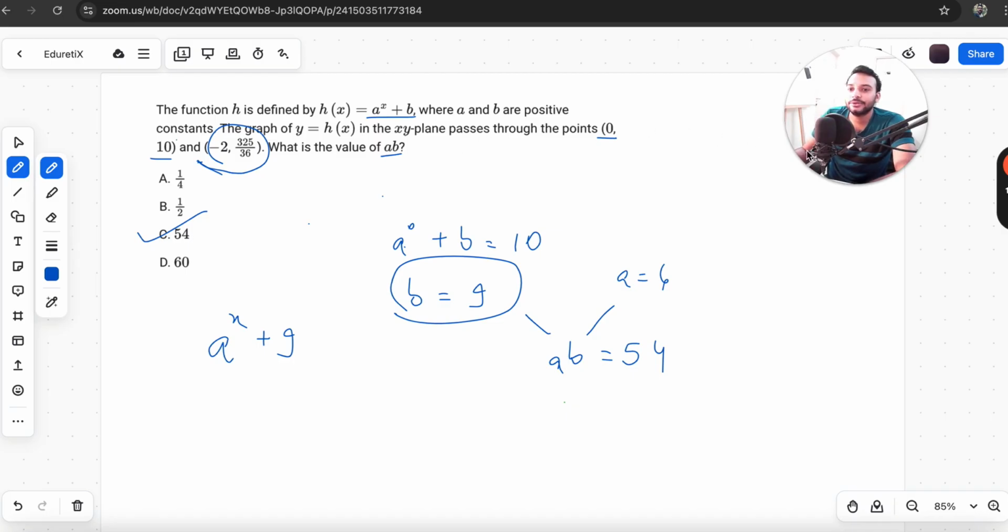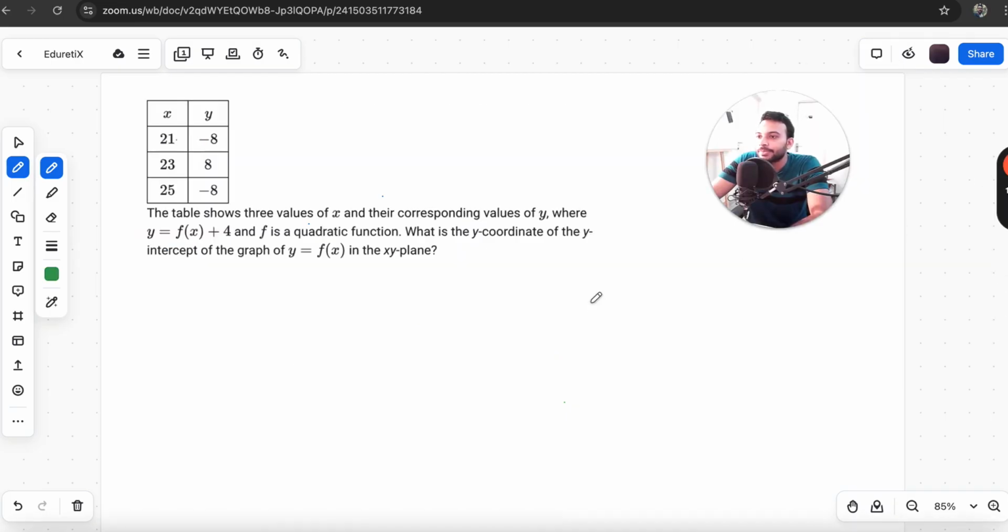Okay, let's go ahead to the next one. Next one, we have a table of x and y, the coordinates. The table shows 3 values of x and the corresponding values of y, where y is equal to f of x plus 4 and f is a quadratic function.